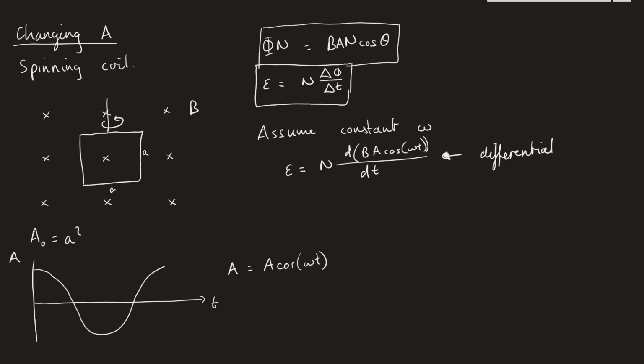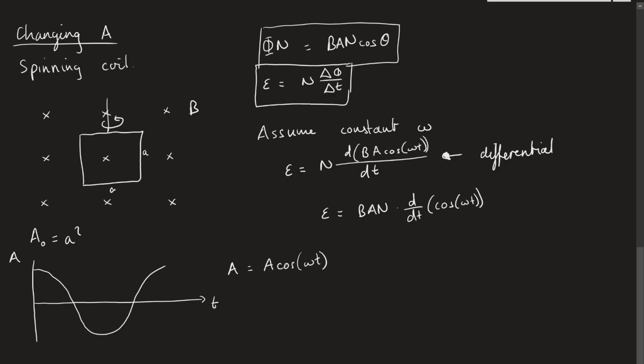So I know that B is constant, so I can already pull this out. I know that A is constant because that's just the maximum. So all I'm doing at this point is, the EMF is just B times A times N times the differential of cos, actually let me write it as d by dt of cos of omega t.